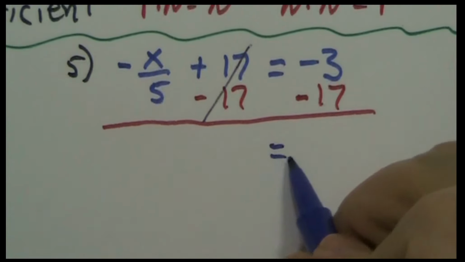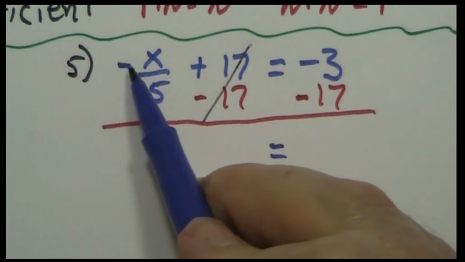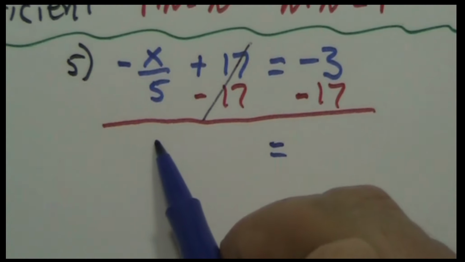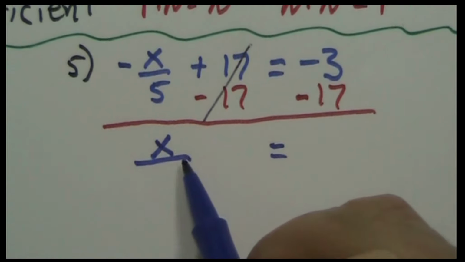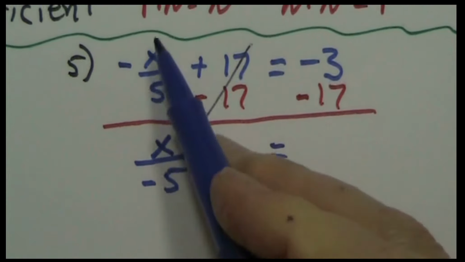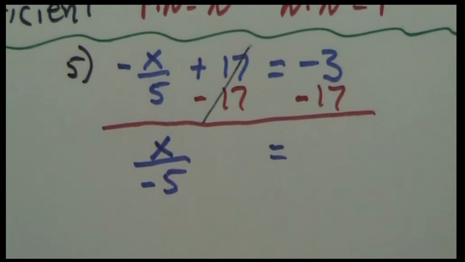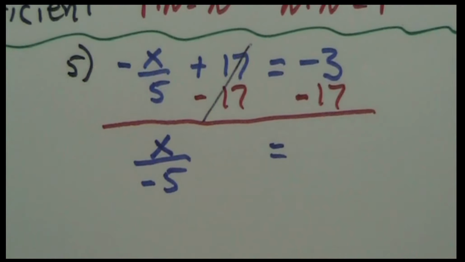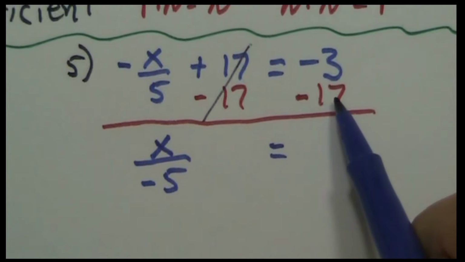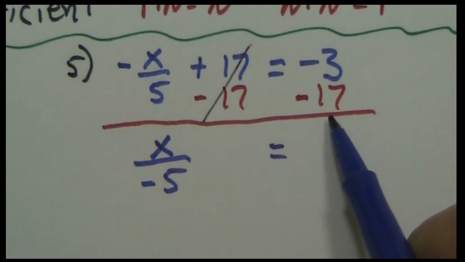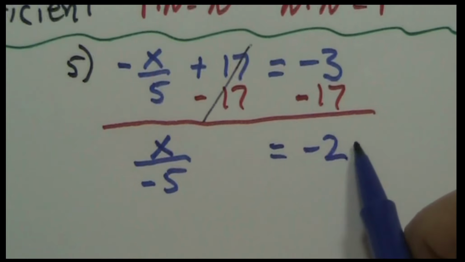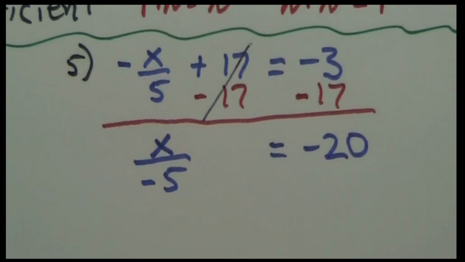Okay, now this part's a little tricky, because watch this. You see that negative? That negative could be on the top, in the middle, or on the bottom. It doesn't matter. But to make it easy for us, we will put it on the bottom. You see that? This is the same thing as that. It's the same result. On the right side, we have 3 negatives, and 17 negatives. That's a lot of negatives. So it would be 20 negatives, negative 20.